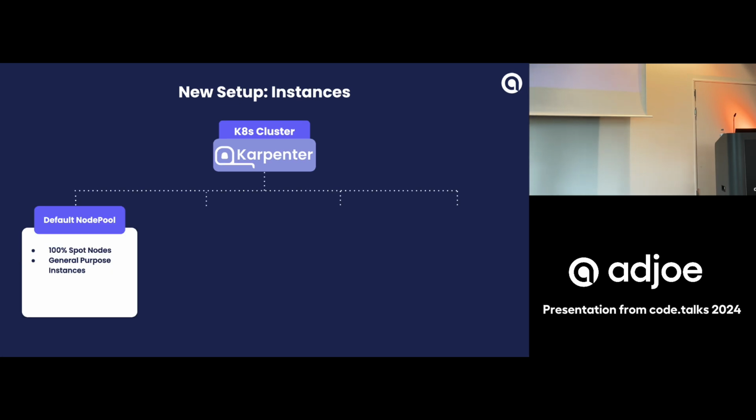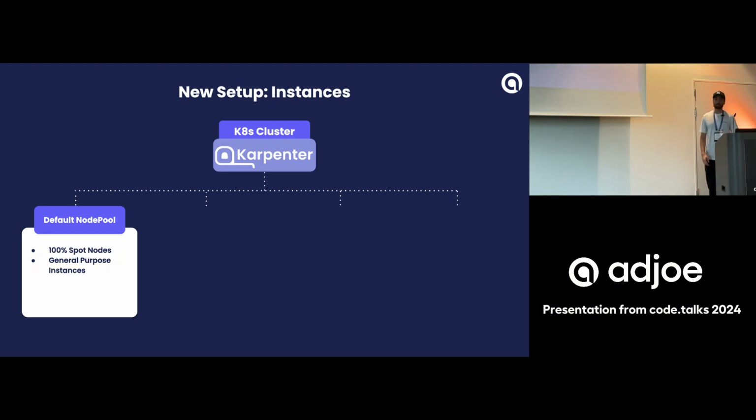The first one is the default node pool, 100% Spot instances. Why do we need this? We want to run OpenObserve, for example, Prometheus, Grafana, and any other pods that are for our infrastructure. We will run those on the default node pool.